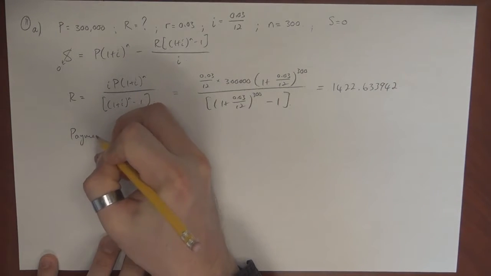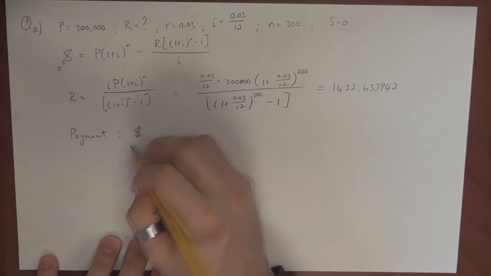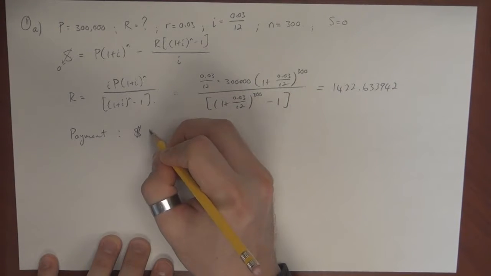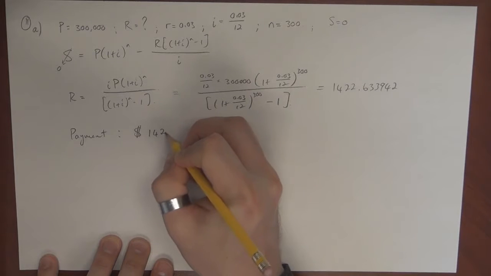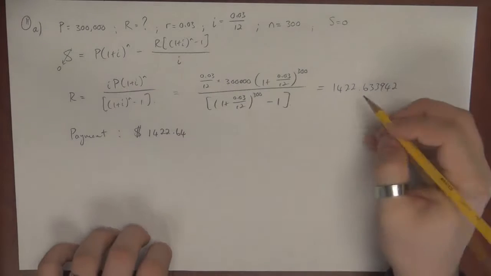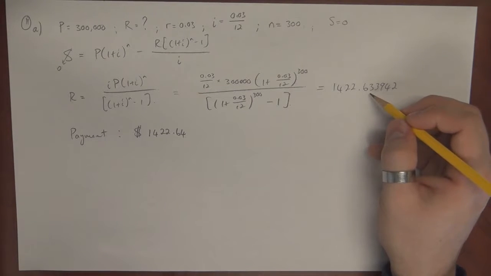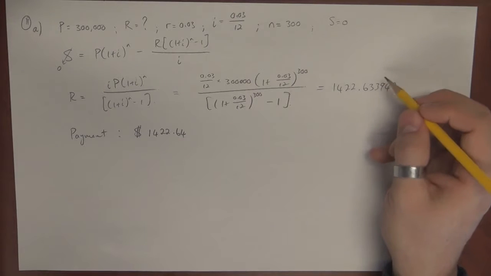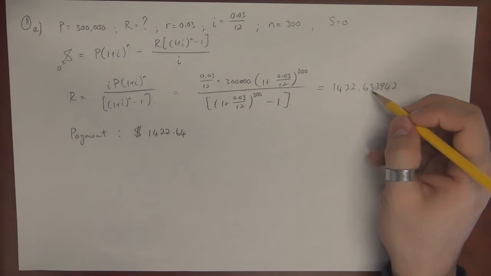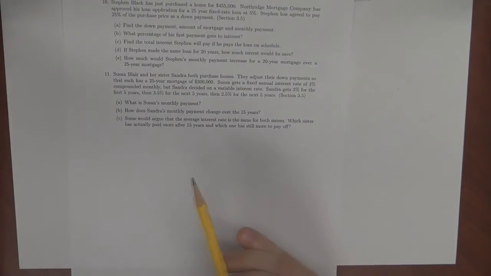So the payment is, to pay off the mortgage, she would have to pay $1,422.64. If we round it down to the nearest cent and not round up, we're not going to pay the loan off in the time. We're going to have a little bit left, so we're going to round up to 64 cents.